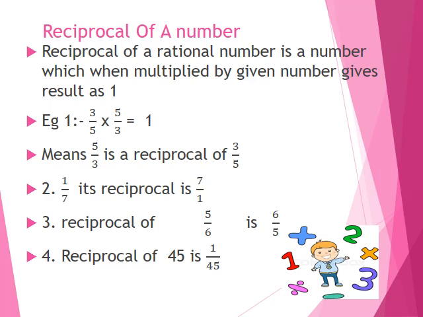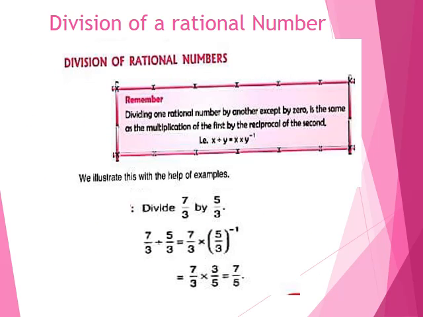Now this reciprocal we are using to divide the rational numbers. Now see here the division of a rational number. Division of a rational number means dividing one rational number by another, except by 0, means we don't have to divide any rational number by 0. It is the same as the multiplication of the first by the reciprocal of the second. You have already studied the multiplication of rational numbers. The division is also the same, but the change is that we have to take the reciprocal of the second number.